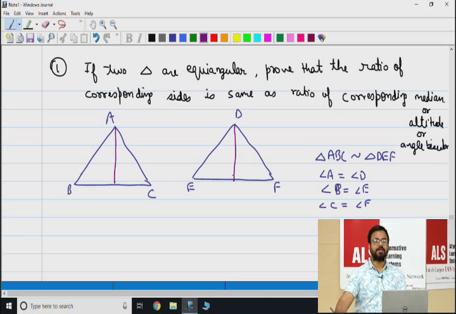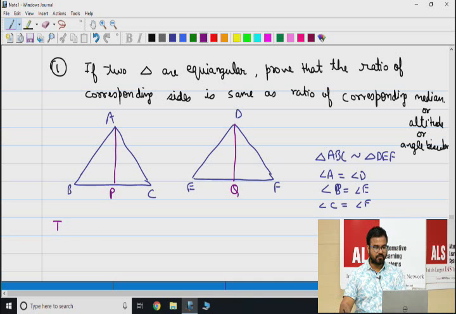Corresponding median means from angle A I am drawing, so in the other triangle also from angle D I have to draw. Let's name this one as P and this one as Q. So AP and DQ are the medians of these two triangles.